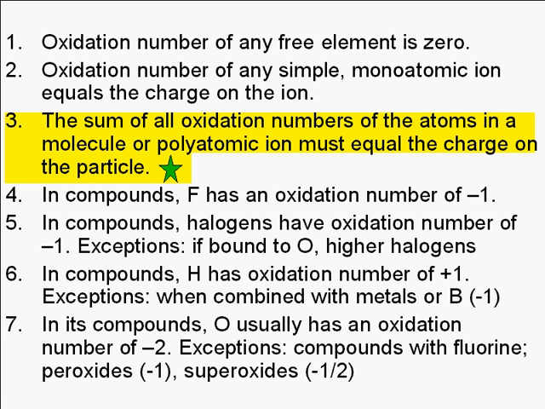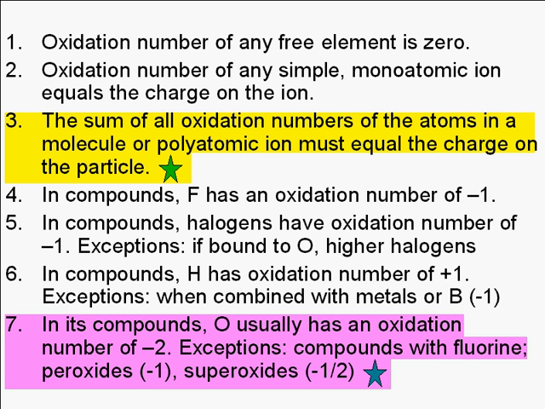The sum of all oxidation numbers of the atoms in a molecule or polyatomic ion must equal the charge on the particle. So to find the oxidation number of sulfur in strontium sulfate, we need to first figure out the oxidation numbers of strontium and oxygen. According to rule number 7, the oxidation number of oxygen in our compound would be -2. But how do we figure out the oxidation number of strontium?